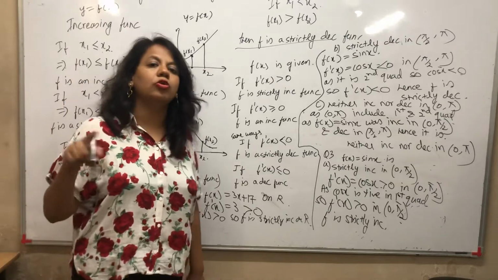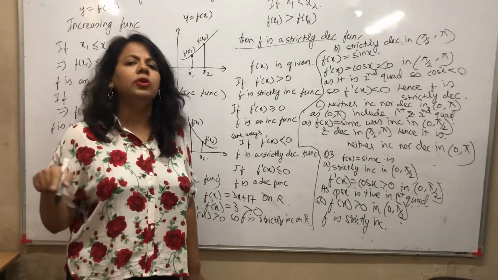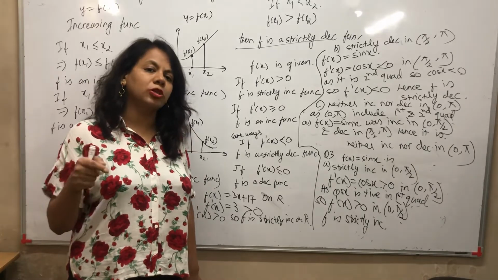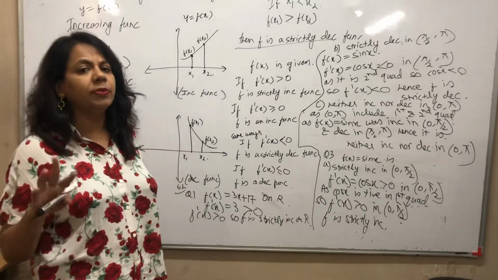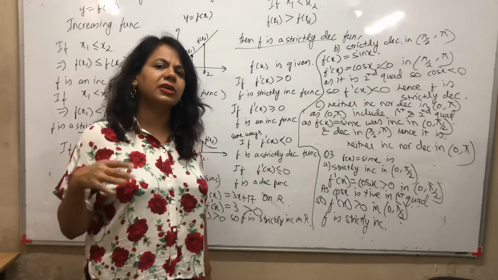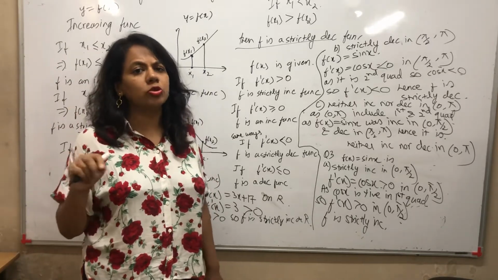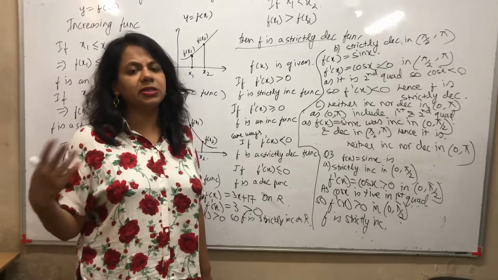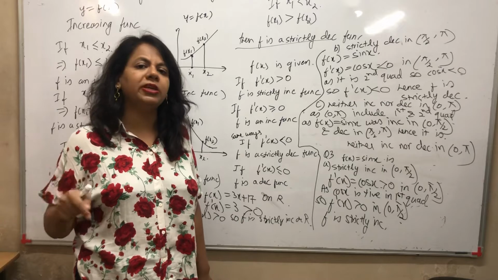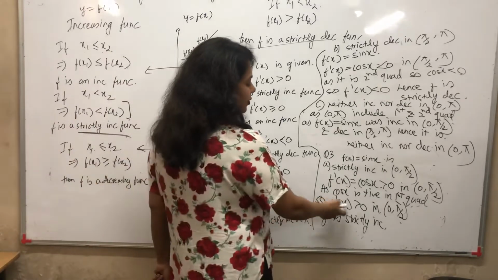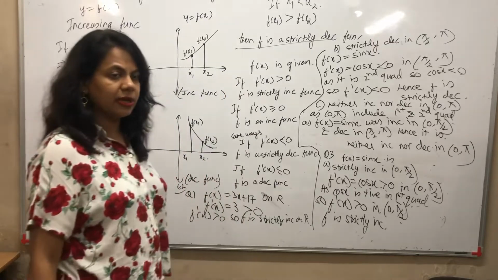Here if it was closed interval 0 to pi by 2, then f'(x) would be greater than or equal to 0, because cos pi by 2 is 0. Then it would become only increasing. So it depends upon the question what is asked. In some textbooks it is also closed interval. If it is closed interval, it would be only increasing, as f'(x) would be greater than or equal to 0. But as it is open interval, f'(x) is only greater than 0.